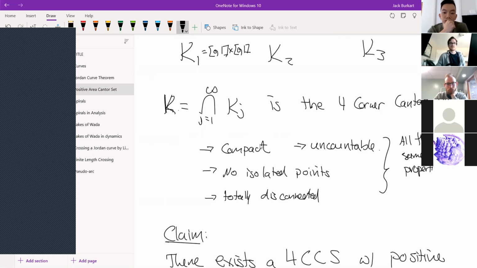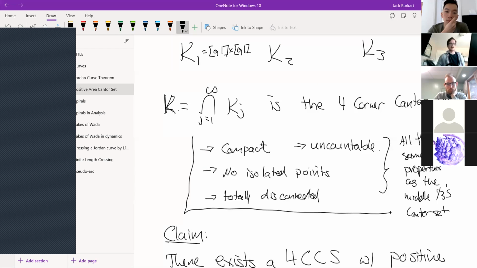All the same properties as the middle thirds, 1/3 Cantor set. In fact, they're actually homeomorphic. Any compact set, and there's probably some hypothesis that I have to assume, any compact set that satisfies these properties, compact, uncountable, no isolated points, and totally disconnected, is going to end up being homeomorphic to the middle thirds Cantor set. So all Cantor sets are actually homeomorphic to each other just by satisfying these 4 topological conditions right here.